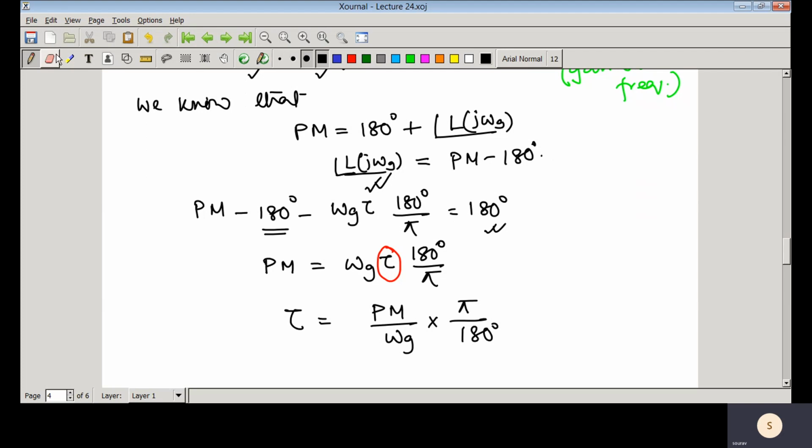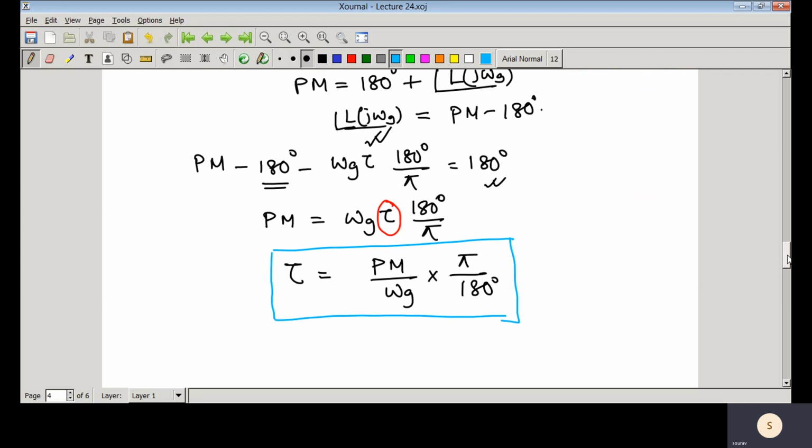So if we introduce this much of tau, then the system would be on the verge of instability, and this is that range. For a particular closed loop system, if we know that it has that much phase margin, and if we know the gain crossover frequency, then from here we can estimate how much delay can be tolerated in the closed loop system without hampering the stability.